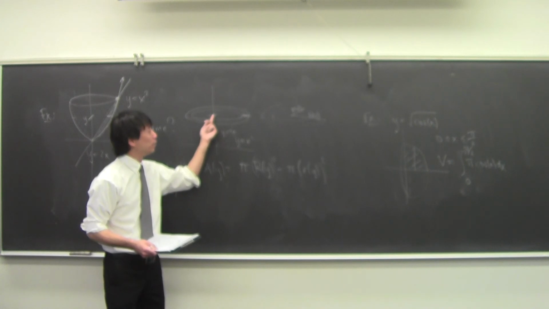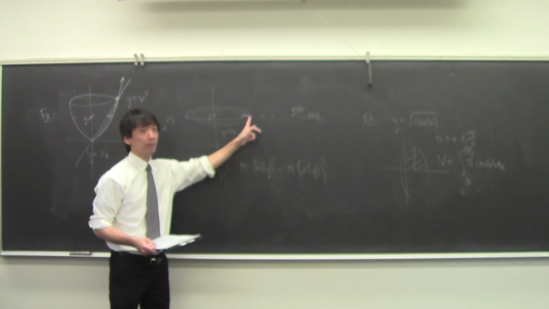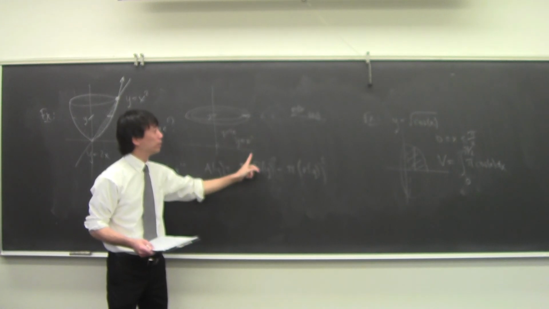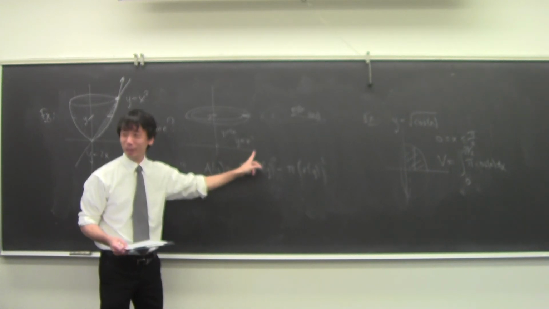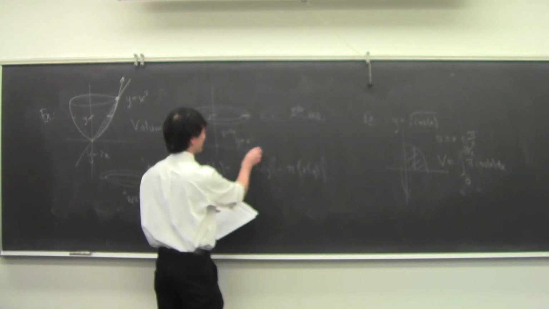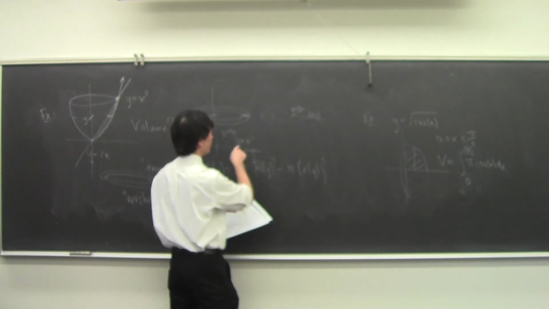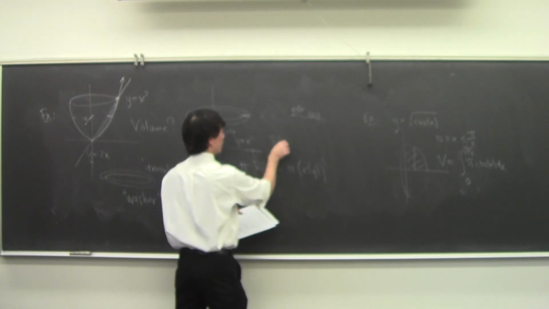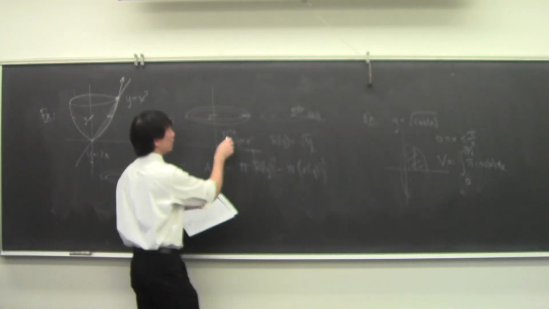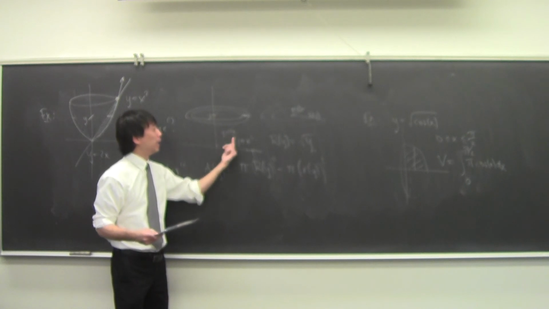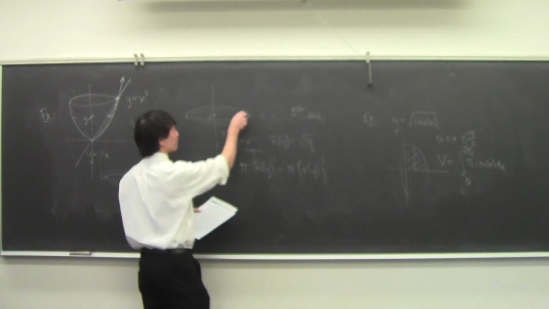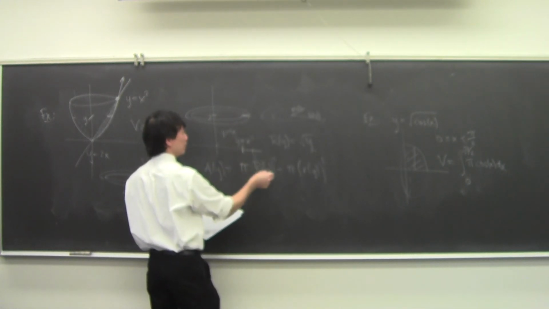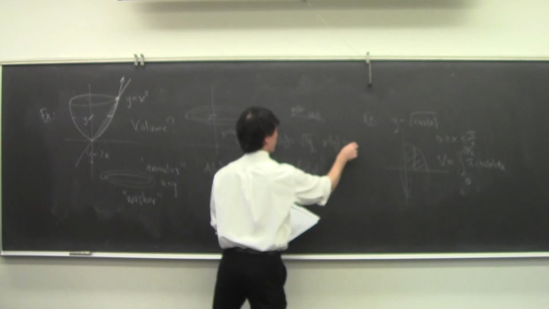Well, what's big R? If this height is y, what's the x value here? We want the x value, so x is going to be the square root of y. So the big radius is the square root of y. What about the small radius? At height y, x is going to be y over 2. Little radius is y over 2, right?